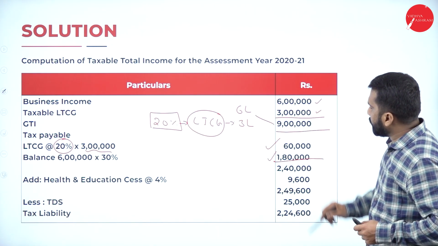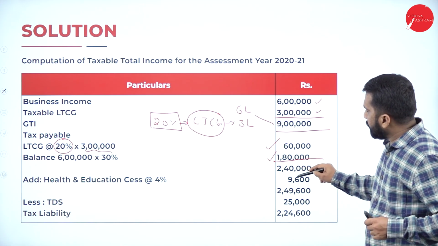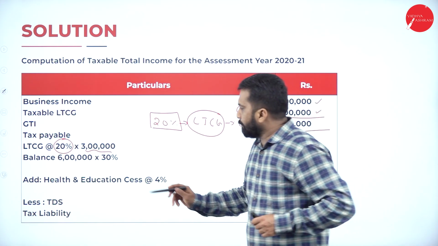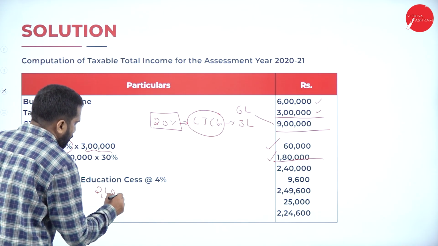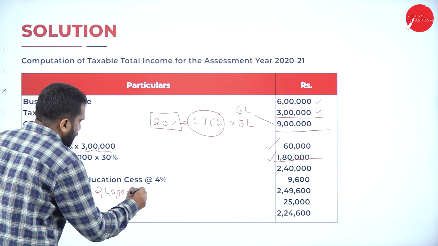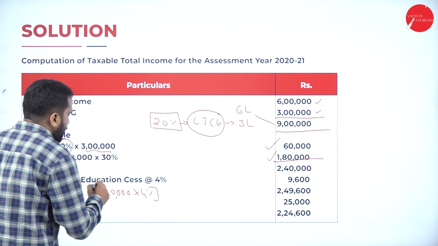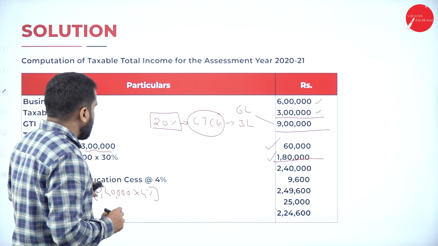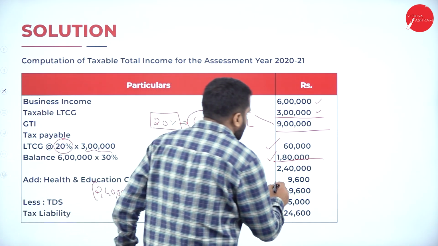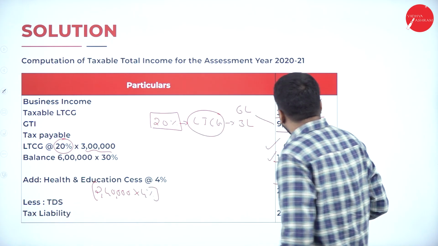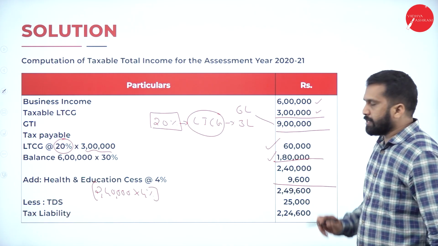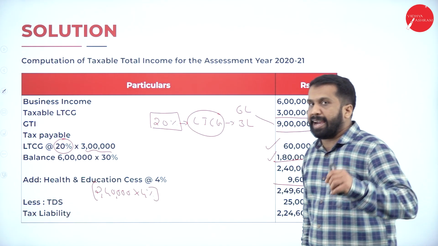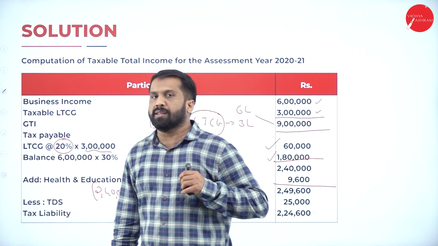1 lakh 80 plus 60, how much? 2 lakh 40. And on 2,40,000, calculate 4% education cess. 2,40,000 into 4% is 9,600. 2,40,000 plus 9,600 is 2,49,600. This is your actual tax payable.